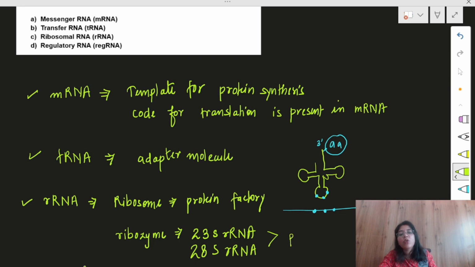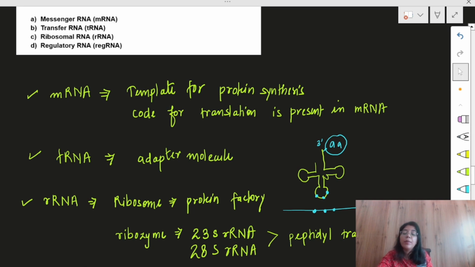So that's why it is called peptidyl transferase. It helps in building peptide bonds between the amino acids during translation. The only thing which is not needed is regulatory RNA, which is not in our syllabus. So you just simply have to eliminate this.